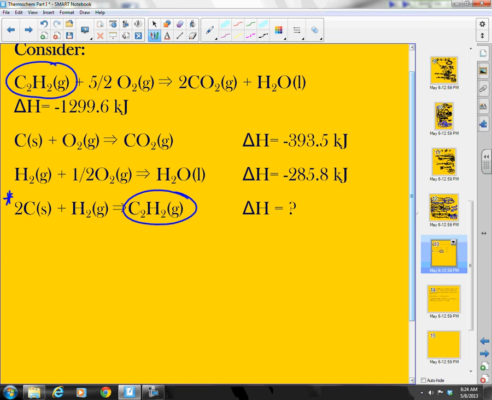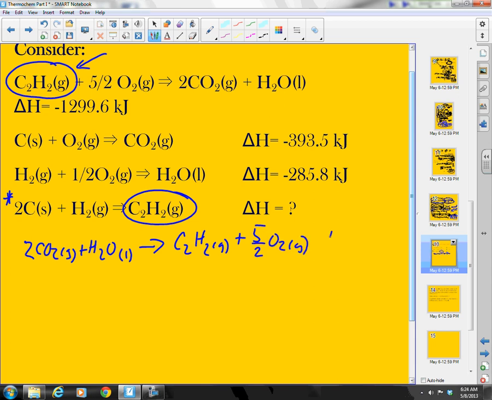So what I'm going to do with this one here is flip that reaction. So I'm going to say 2CO2 gas plus H2O liquid yields C2H2 gas plus 5 halves O2 gas. And now, what's my delta H for that? Well, since I flipped it, I have to change the sign. So it's 1299.6 kilojoules. Got it? So we'll call that step one.